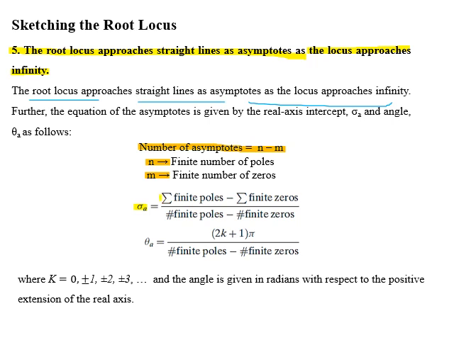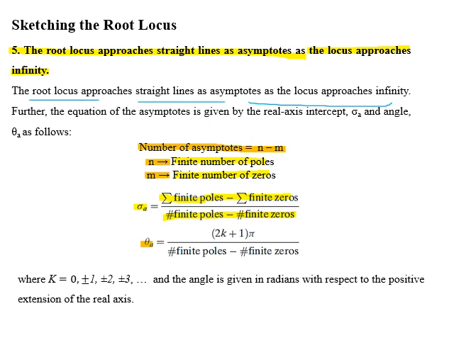Second thing is the center of asymptotes on the real axis, or the point on the real axis from where asymptotes will start. This will be equal to the sum of finite poles minus the sum of finite zeros, divided by the number of asymptotes, or finite number of poles minus finite number of zeros.